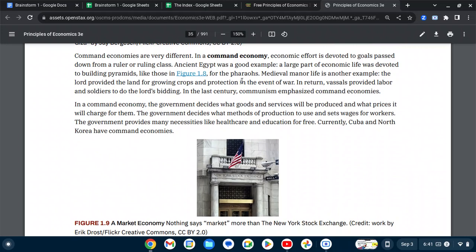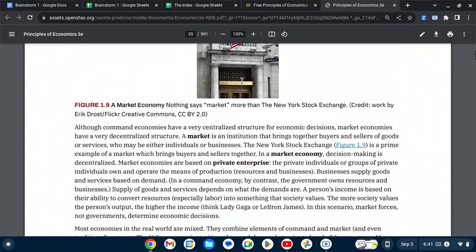In the last century, communism emphasized command economies. In a command economy, the government decides what goods and services will be produced and what prices it will charge for them. The government decides what methods of production to use and sets wages for workers. The government provides many necessities like healthcare and education for free. Currently, Cuba and North Korea have command economies.